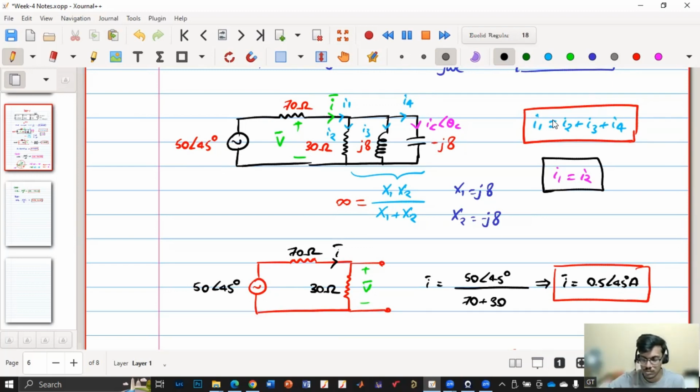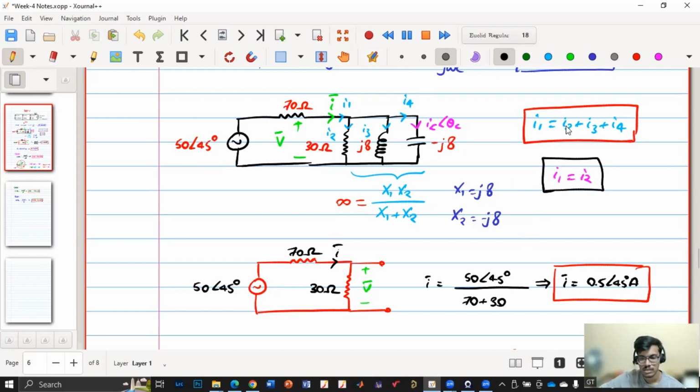Sir, also across the 30 ohm resistor, the voltage is also V. Yes, the three elements are connected in parallel, so the voltage is the same. So I2 is 15 angle 45 by 30.